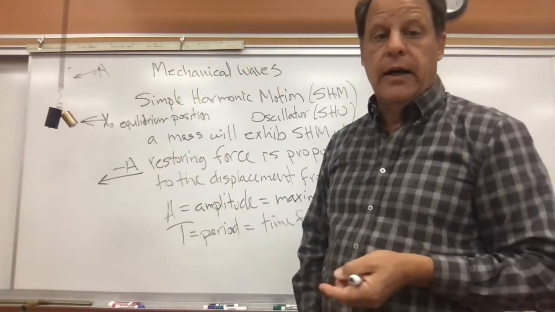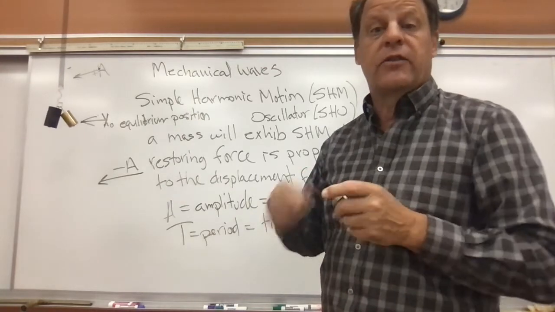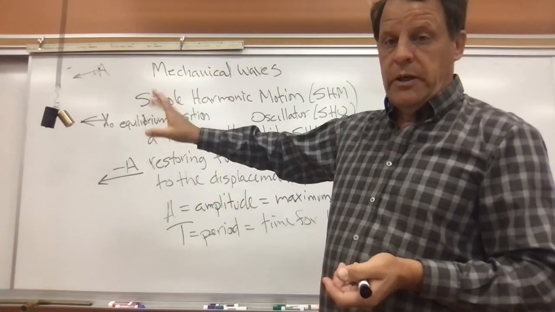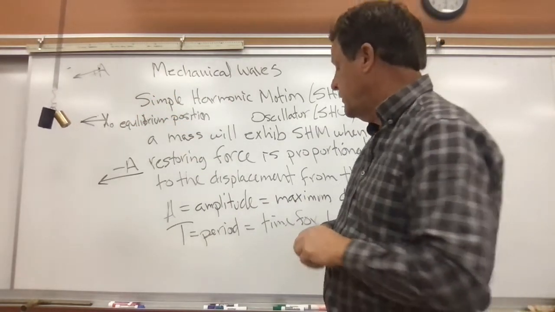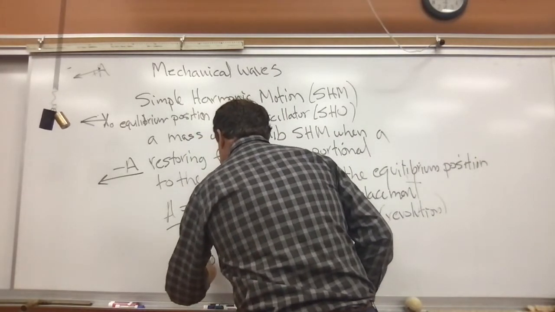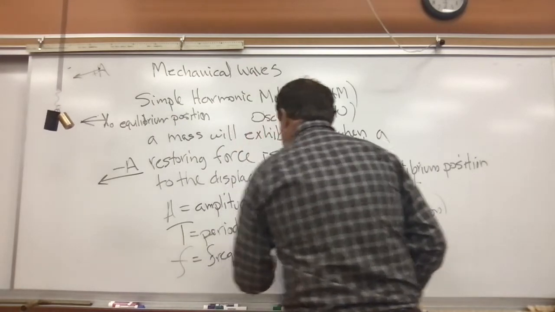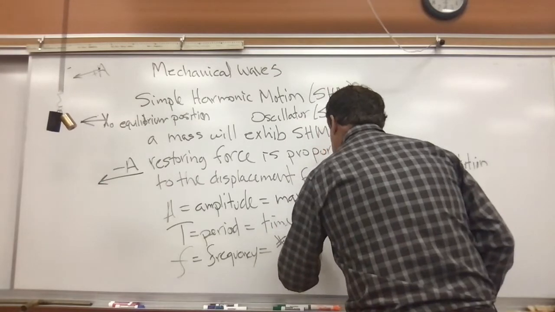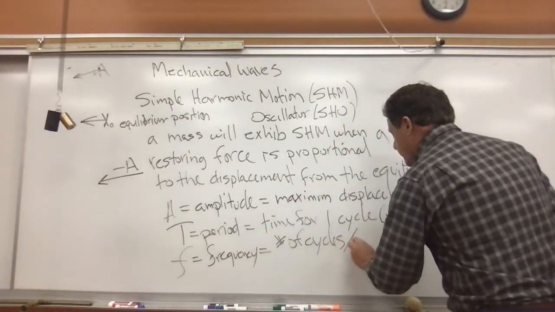It's not going in a circle, but we're going to see the similarities between something that's going in a circle and something that's going up and down. So there's going to be a lot of similarities to rotational motion, even though technically they're not the same. Okay, and we have frequency, which is the number of cycles per time.